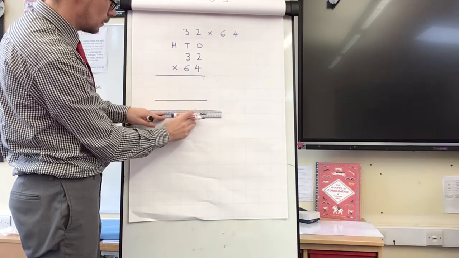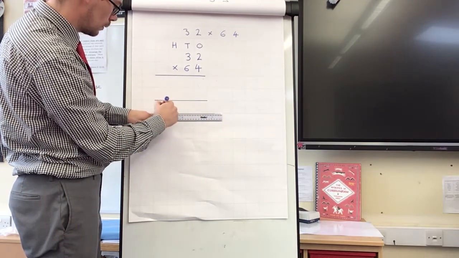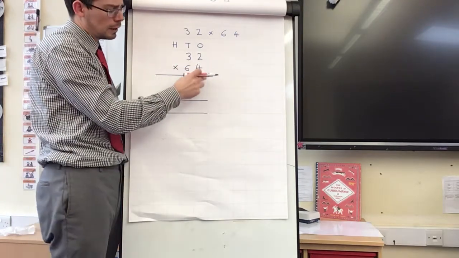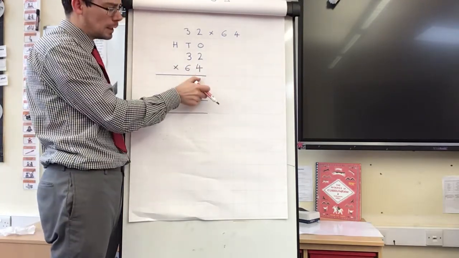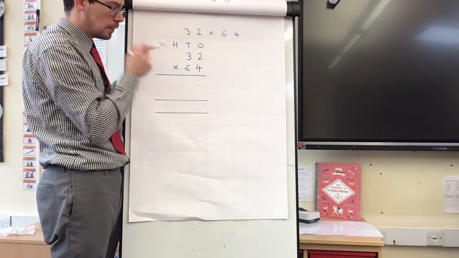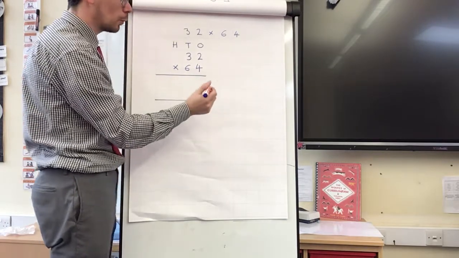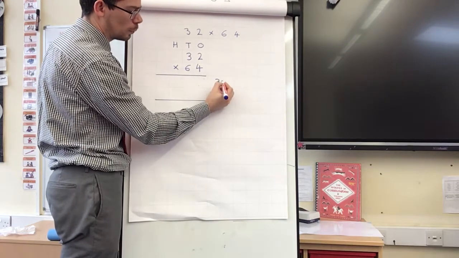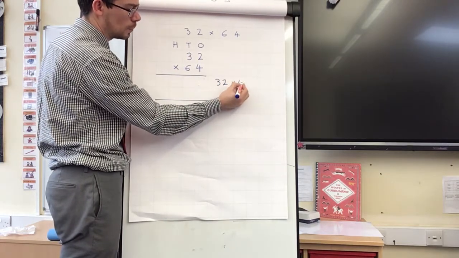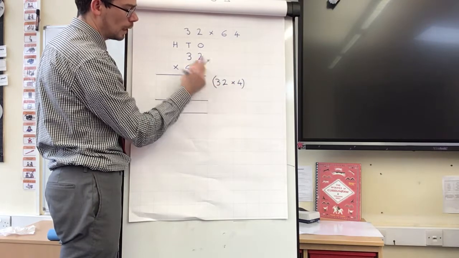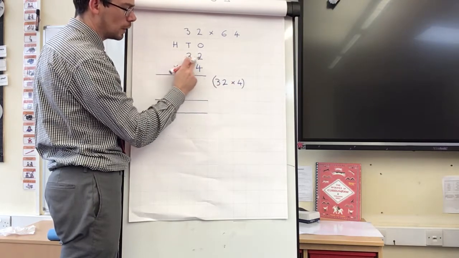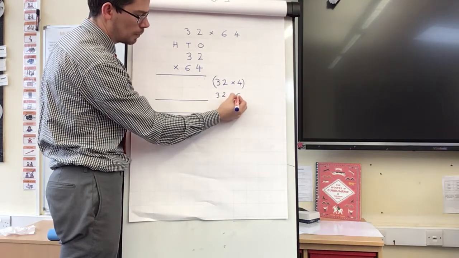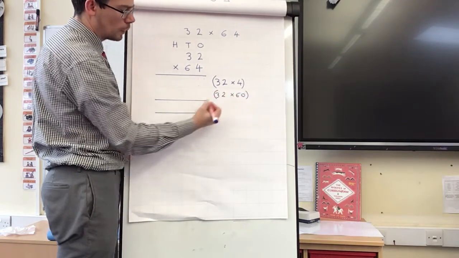This time it's only going to be 2 rows long with my answer, so it's a bit shorter than the last one where I did 4 with the expanded method. I only need 2 lines this time. This first line, I don't need to write this, but what's actually going on is 32 times 4. And on the second line, what's actually happening is 32 times 60. Don't have to write that bit, but it's quite helpful to see what's going on.